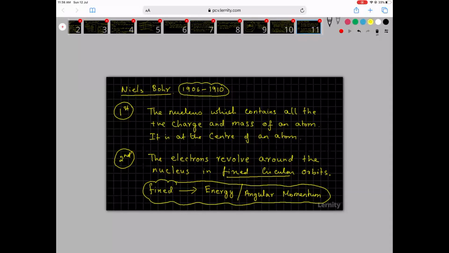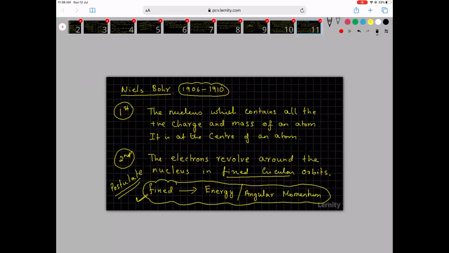Okay, then why did he say this? Because in Rutherford's model of an atom, they said that the energy will keep on decreasing. So Bohr said, look, I don't know why, but the energy will not decrease. Because Bohr was not able to prove it, it is called a postulate.